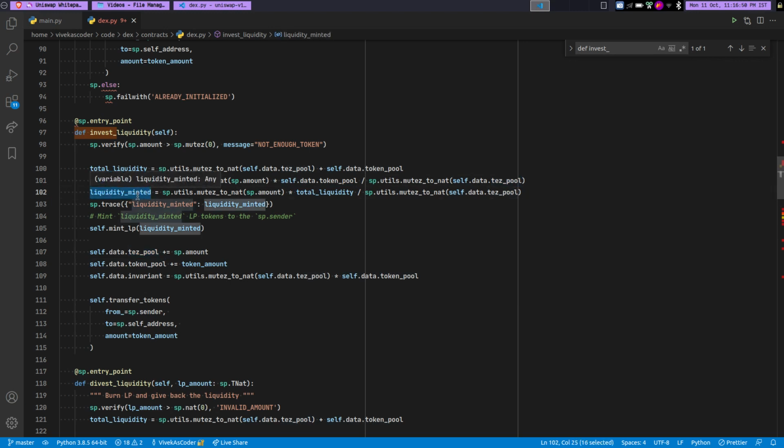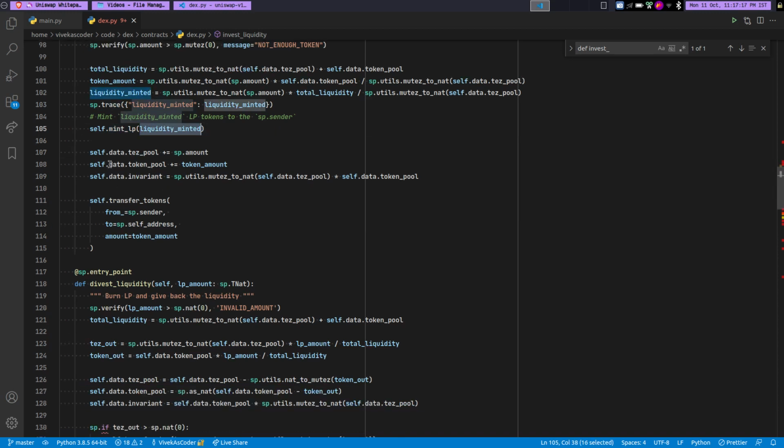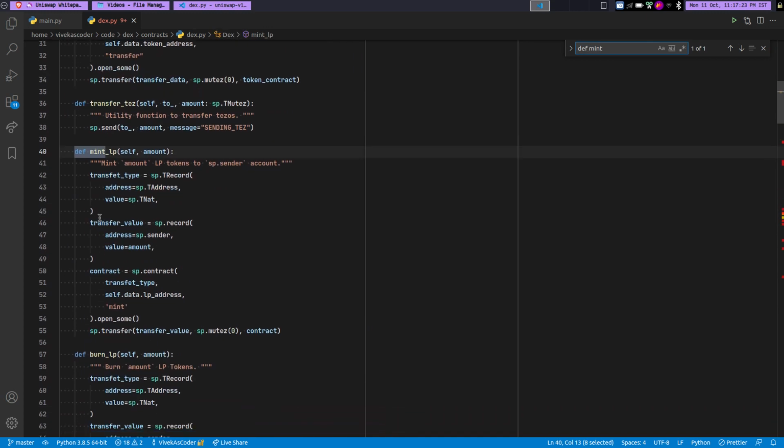And then you have the liquidity minted. It is just representing how much LP tokens you will get. So you can see we are calculating it by multiplying the amount that you have sent by the total liquidity divided by the XTZ pool. And this is just the trace, which is just to print something. And then you can see I'm calling a method called mint LP. What it does is it basically mints the certain amount of LP tokens, which is this, to your account. So I can just show you this method as well, mint LP. So you can see it basically does an intercontract call to this entry point called mint, and it just passes these arguments, the address, which is the address of the sender, and the amount is just the parameter that you are taking.